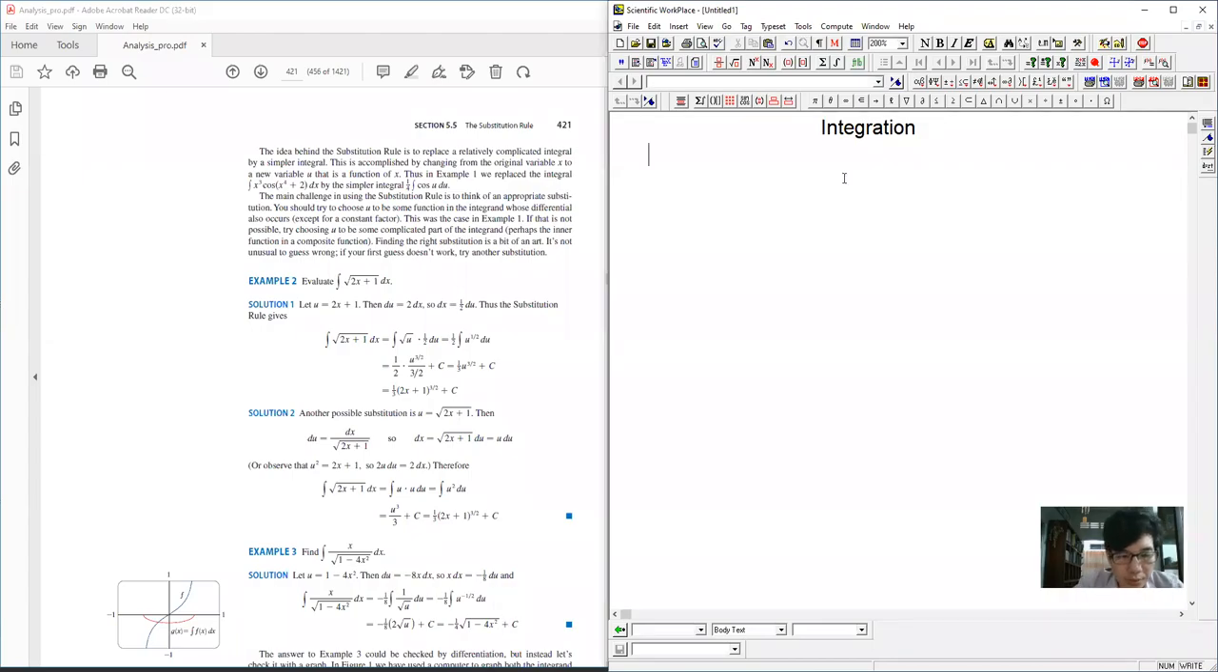Hi everyone, today I will introduce you to a method to evaluate integrals. One of the most famous methods to evaluate integrals is substitution. Today I will introduce you to this method.